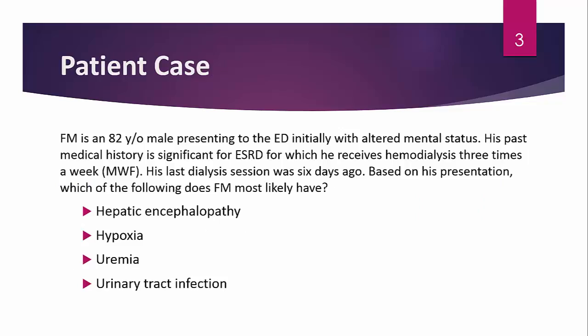So to start out, we'll start with a patient case. FM is an 82-year-old male presenting to the emergency room, initially with altered mental status. His medical history is significant for end-stage renal disease, for which he receives hemodialysis 3 times a week on Monday, Wednesday, and Friday. His last dialysis session was 6 days ago. Based on his presentation, which of the following does FM most likely have? Hepatic encephalopathy, hypoxia, uremia, or a urinary tract infection.